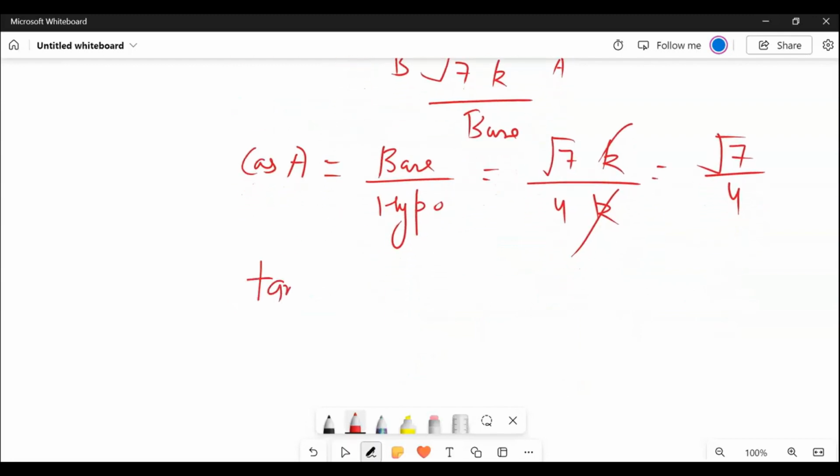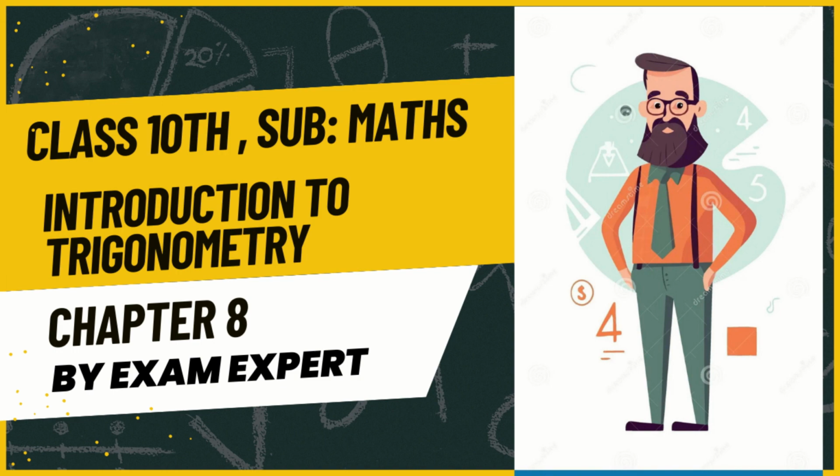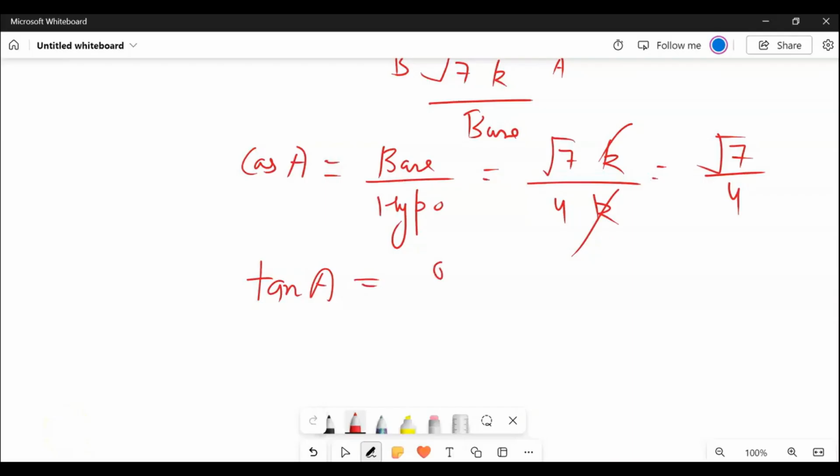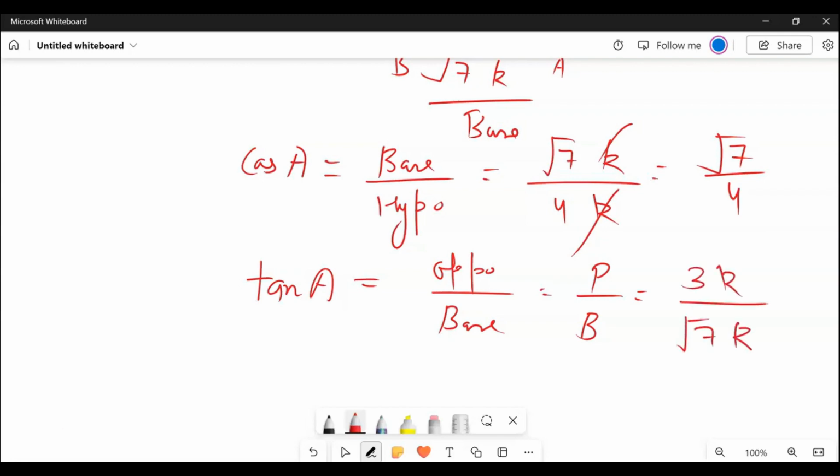Now we are talking about tan A. Opposite upon base, or we can simply write perpendicular upon base, both are the same thing. So perpendicular is 3k, and base is root 7k, we just found out. The k will cut out and it will become 3 by root 7. So tan A is 3 by root 7. That is your answer. I hope you get it.